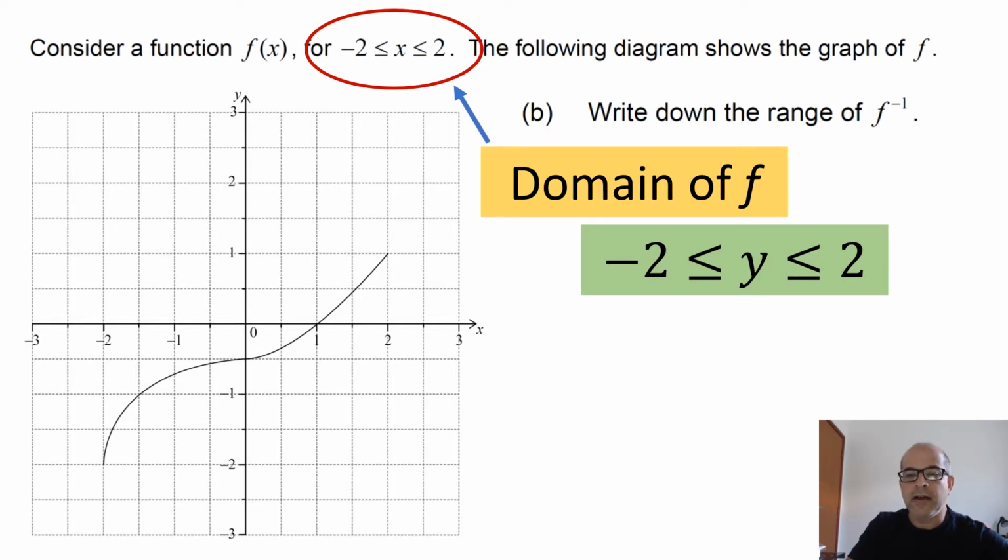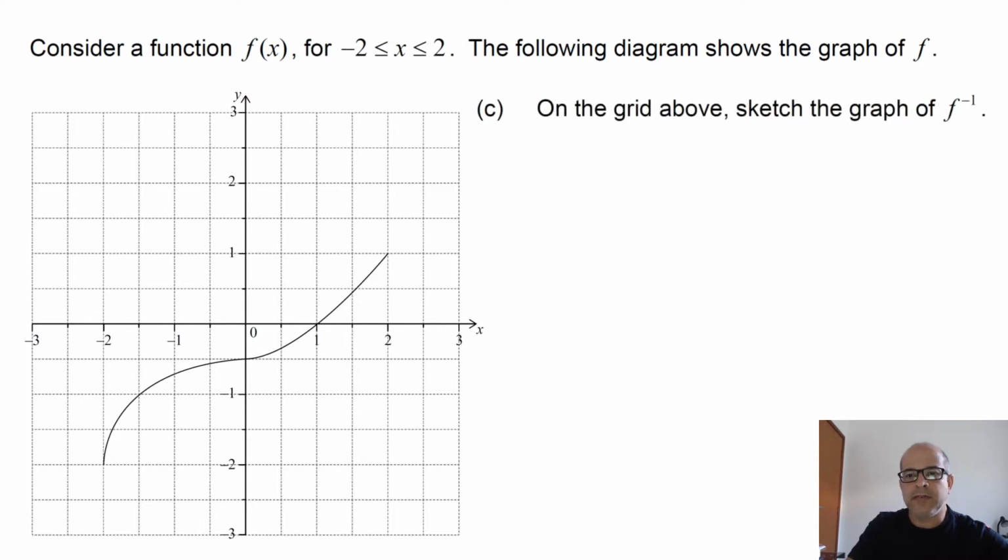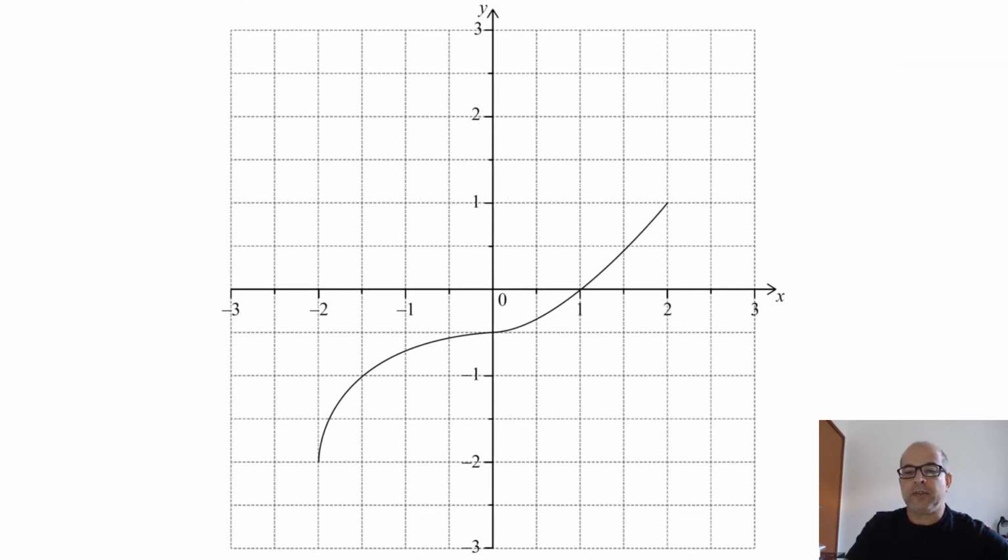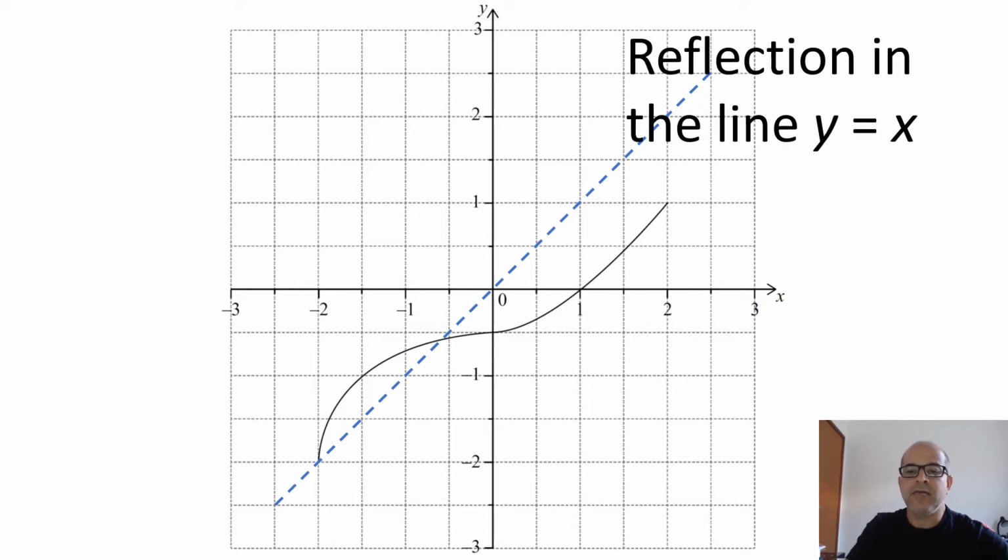Now the next thing to do is to sketch the graph of f minus 1. To sketch this graph, we have to know that the inverse function is exactly the reflection of the graph in the line y equals x. So we are going to reflect this graph. The best way to do it is to mark some points that we know for sure, and then we draw the line.